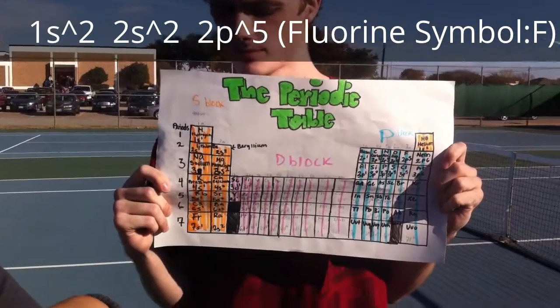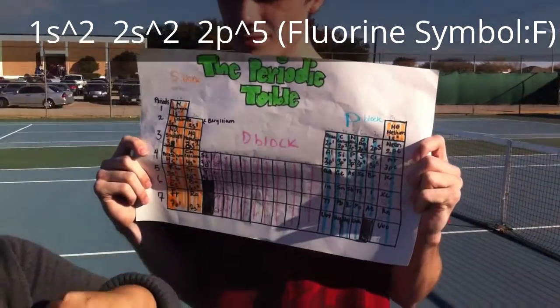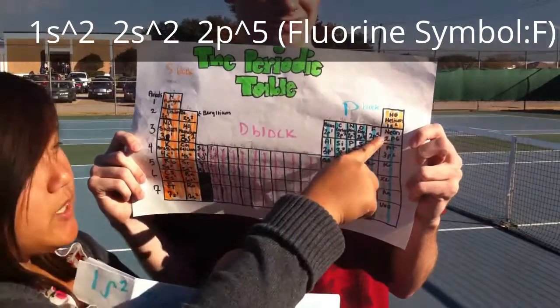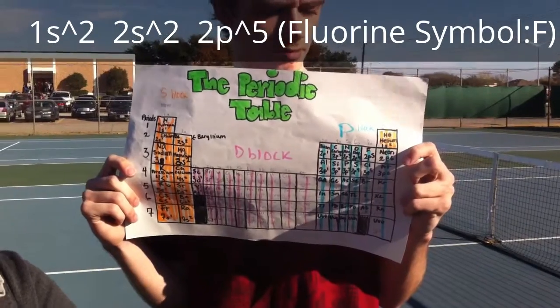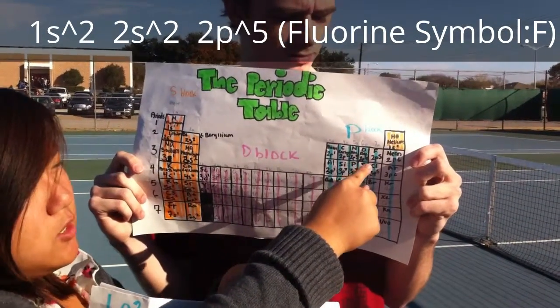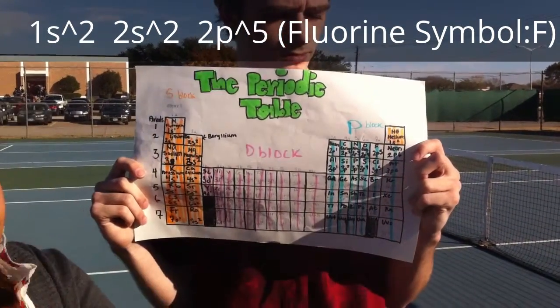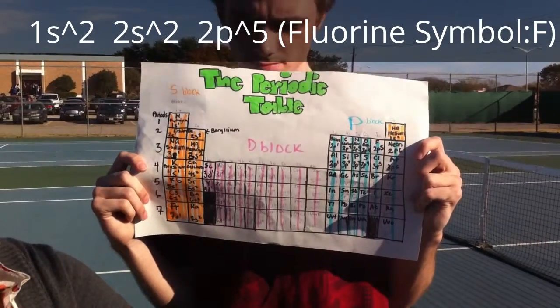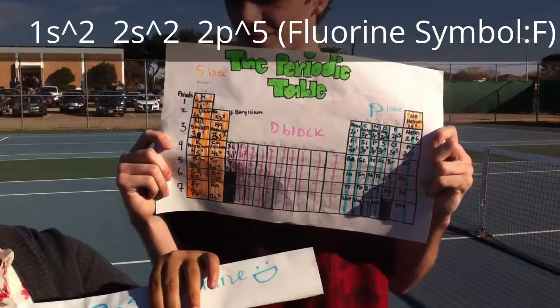And finally, you'd go over to the P block and you would try to find fluorine, which is right here. And you would count over 5 spaces, 2p1, 2p2, 2p3, 2p4, and 2p5. And your answer is right here, F, 2p5. So in total, your whole answer is 1s2, 2s2, and 2p5.